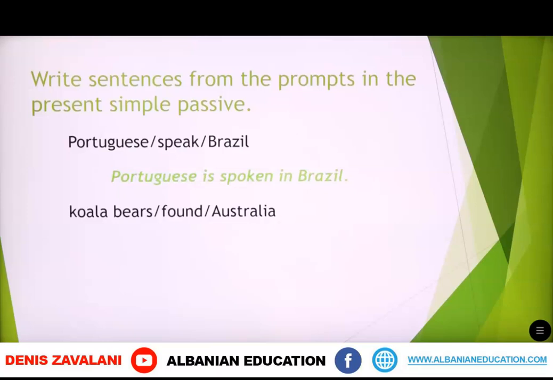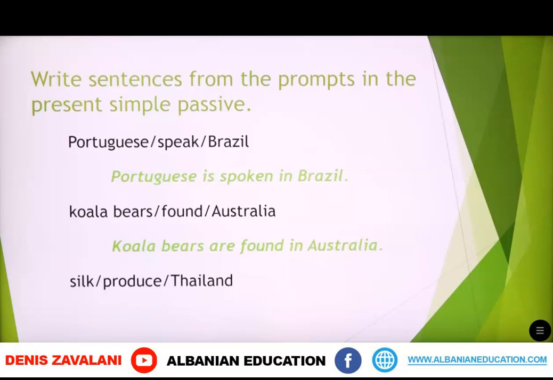Next, we have koala bears found Australia. Try to make a sentence in the passive voice, using the present simple, of course. Koala bears are found in Australia. Next one, silk produce Thailand. Silk is produced in Thailand.